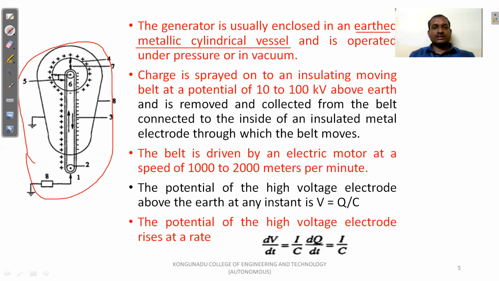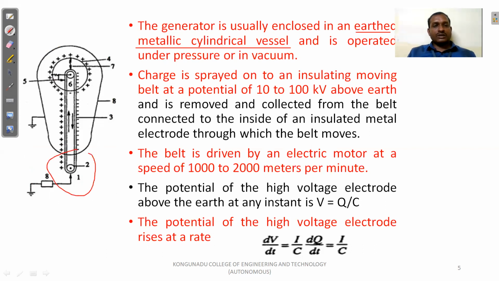The charge is sprayed onto the insulating moving belt at a potential of 10 to 100 kV. We spray the charges at the lower spray point, at a potential of 10 to 100 kV above the earth. And these charges are moved to the upper pulley.